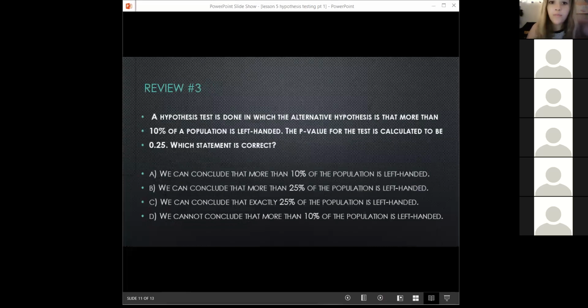Okay, so, all right. Hypothesis test is done in which the alternative hypothesis is that more than 10%, sorry, the screen was weird. Okay, more than 10% of a population is left-handed. The p-value for the test is calculated to be 0.25. Which statement is correct?